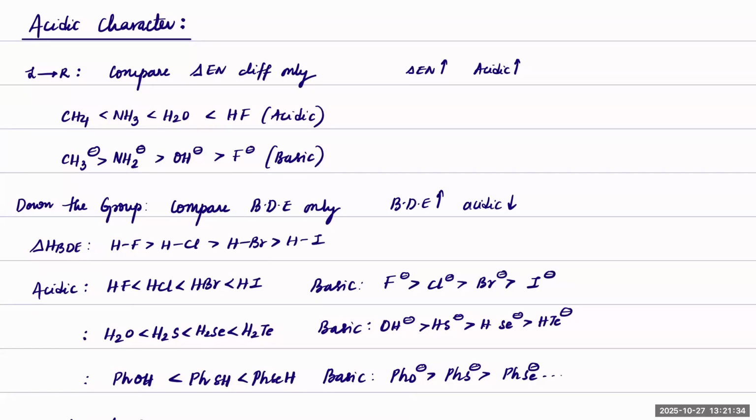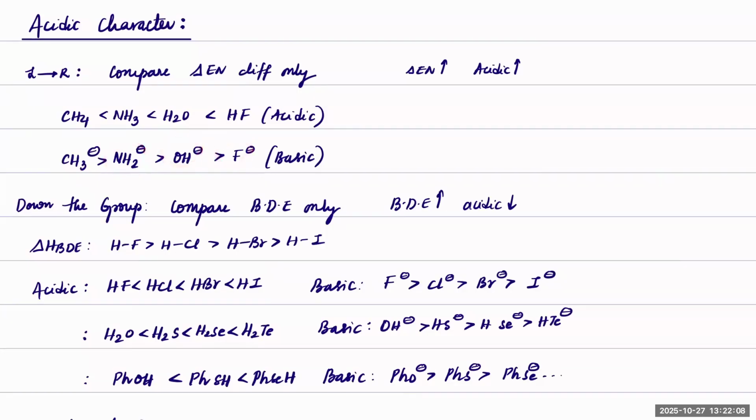Now check when it comes to acidic character, how you need to figure out. When it comes to left to right, compare the electronegativity difference only. That is, if you take methane to HF, you can see HF will have the highest acidity because of its higher electronegativity difference. And the conjugate bases will always be opposite, correct? So CH3 minus will be more basic, then NH2 minus, then OH minus, then F minus.